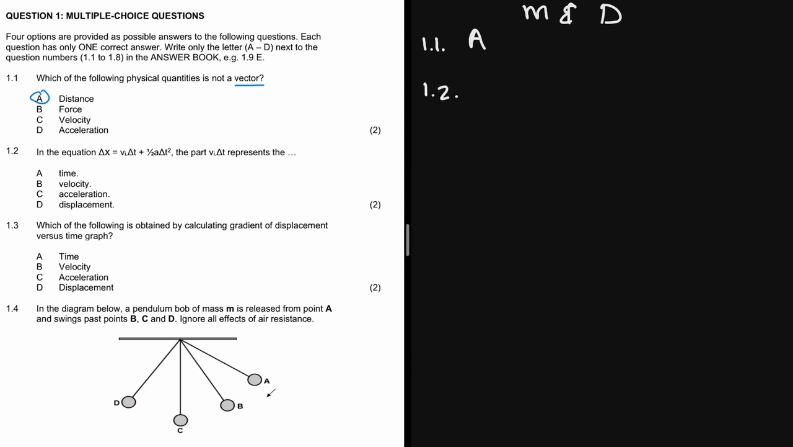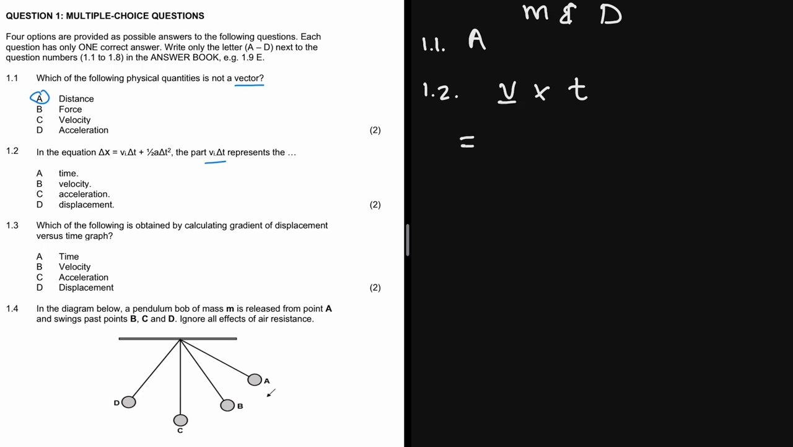Now the next question, which is 1.2, says in the equation, change in displacement equals initial velocity multiplied by change in time, plus 1/2 acceleration change in time squared, the part of velocity multiplied by time represents what? Okay, so if we have velocity multiplying with time, what does this represent? For us to know, we need to multiply the units of the variables we have.